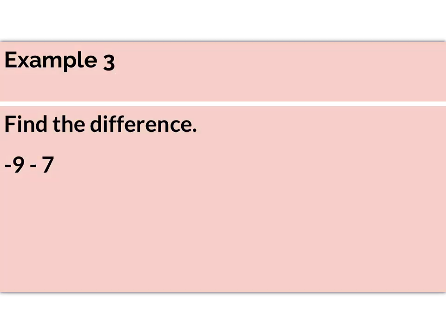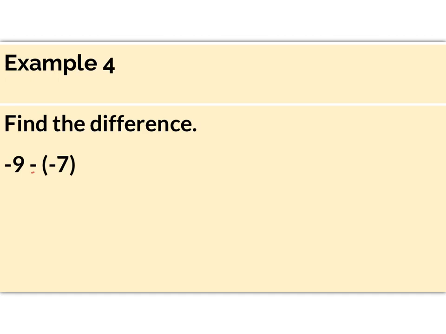Example 3. The negative in front goes with the number, or the term. Negative 9 minus 7. And you can see we have the same signs. So same signs add, 16, keep the sign of the larger number, which is 9. There you go, same signs add.